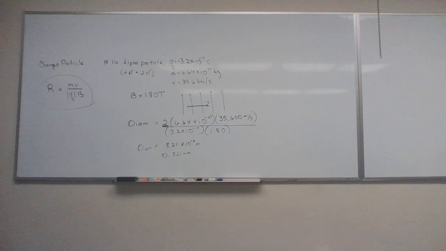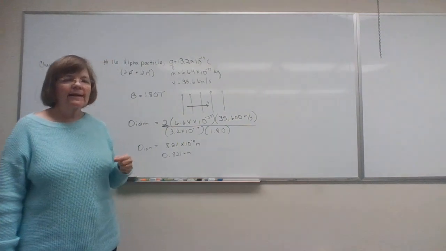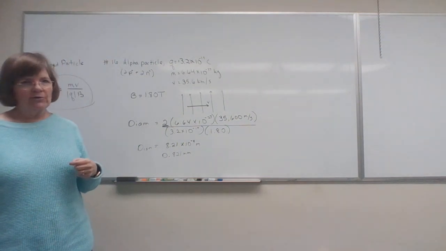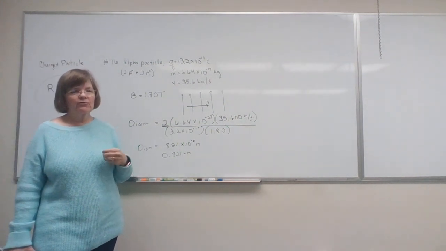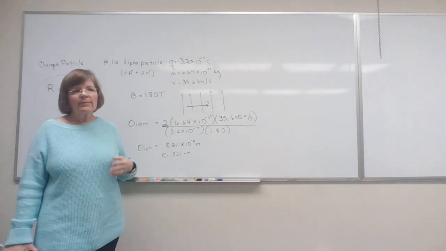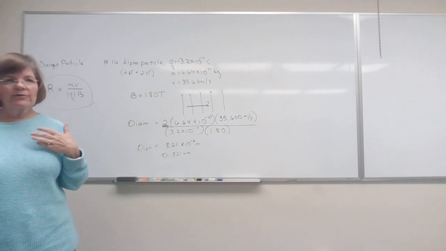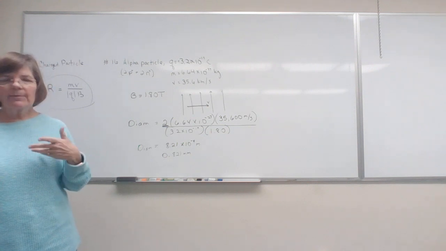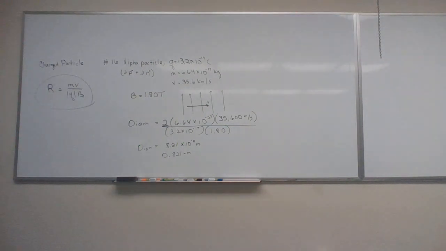B says, what effect does the magnetic field have on the speed of the particle? And the answer is absolutely none. Because the magnetic force is going to be perpendicular to the direction of the particle, it doesn't affect its speed, it only affects direction. Anytime you have a force that is perpendicular to the direction of the velocity, it doesn't speed up or slow down, it changes the direction of the velocity. It only causes acceleration.